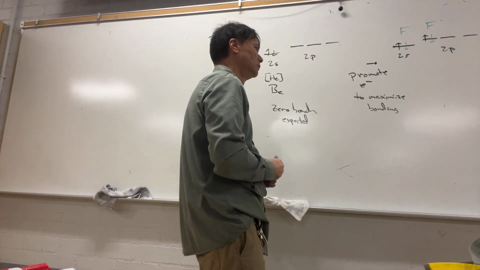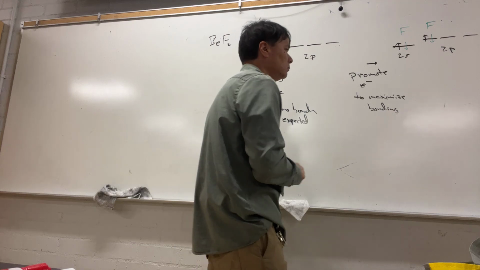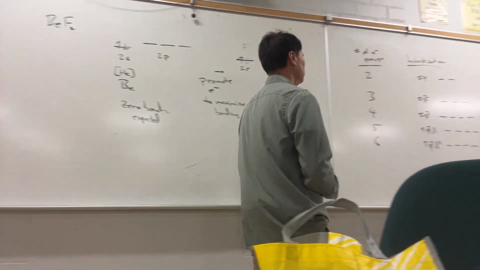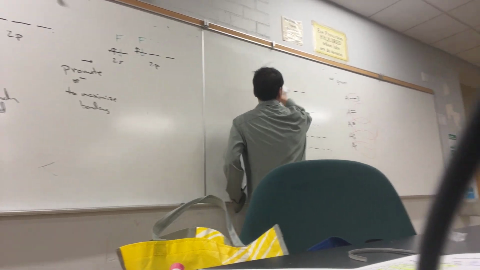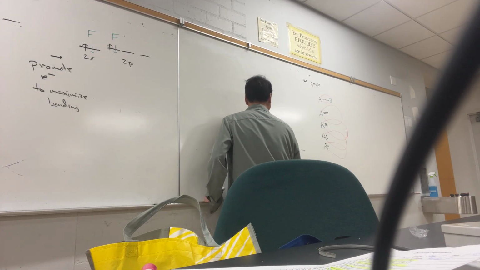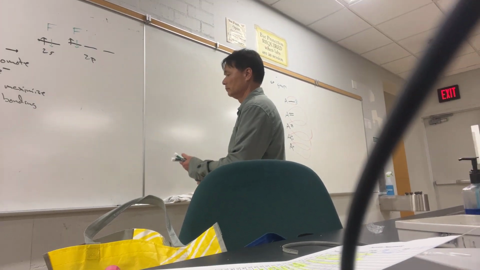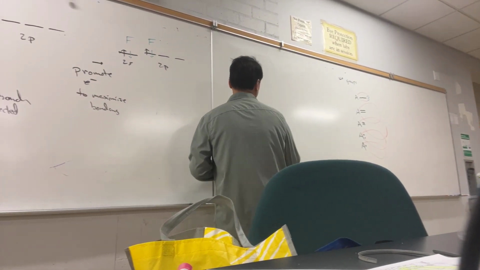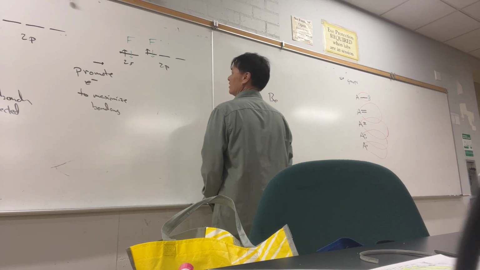So if we look at the beryllium here, I'll have a 2p here. Let's look at that first. I'll draw a 2p here. So that's one lobe, here's the second lobe. And I'll put 1 electron in there, spin up.